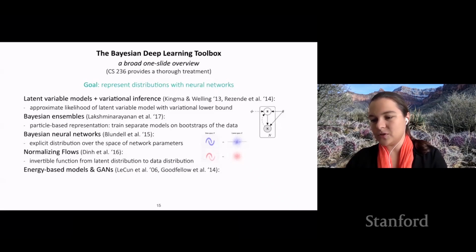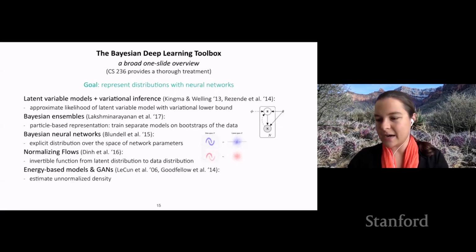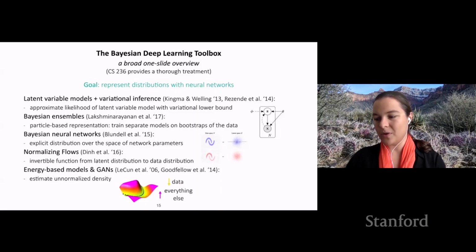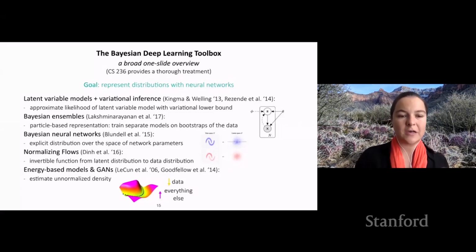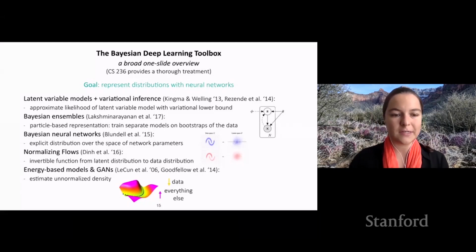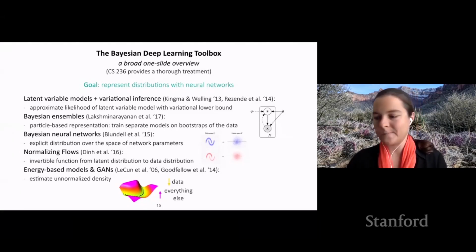Oh, and then lastly, there's also energy-based models and GANs. These estimate an unnormalized density of your distribution. And the way that they work is they tend to try to push down the data and to basically represent a lower energy for the data and push up everything else. This is kind of akin to a discriminator that's trying to say the data is good and everything else that's generated by the generator is not on the data manifold. So that's kind of a summary of the toolbox.